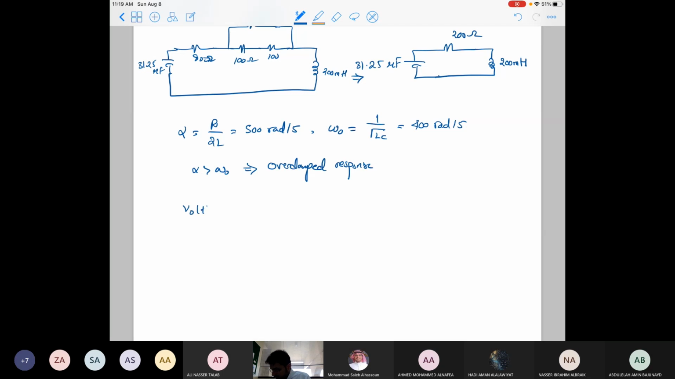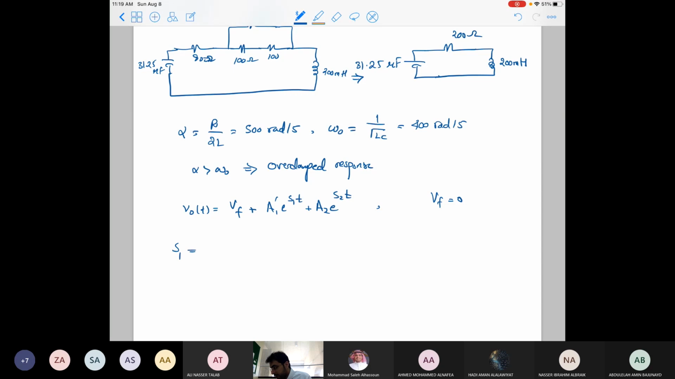So the solution for this one is going to be V final, and clearly, since we have no source for t greater than 0, V final is going to be 0. So this is the natural response. So what is S1 and S2?